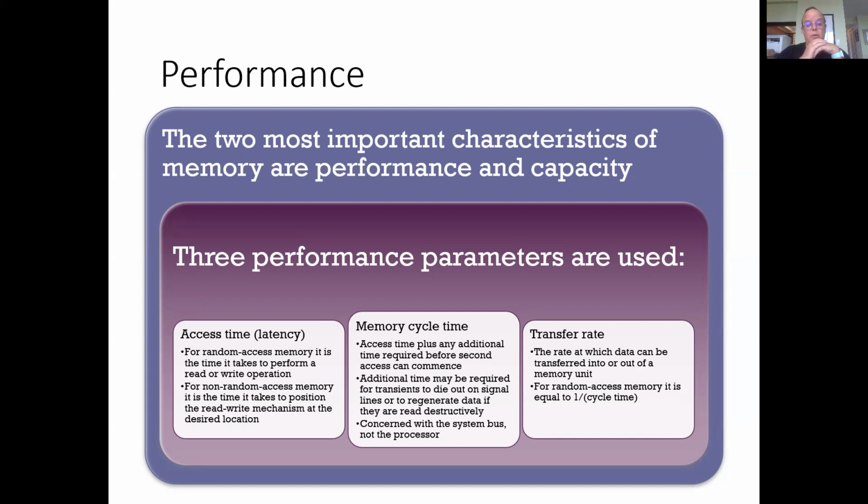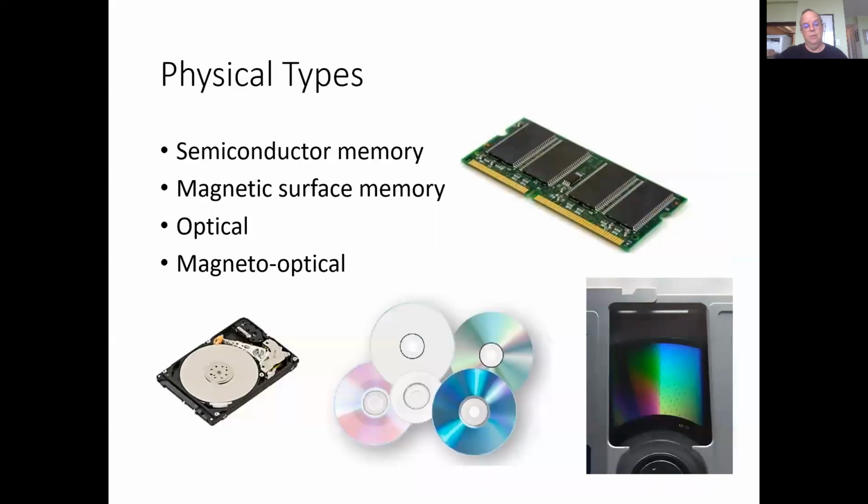Another one is memory cycle time, and this one's again kind of an internal memory thing. Basically, it's the access time plus any additional time required before the next access can commence, and so that may be the time required for the signals to die out on the bus line, along with the access time. And then the transfer rate is the rate at which data can be transferred in or out of memory. And for random access memory, it's equal to 1 over cycle time.